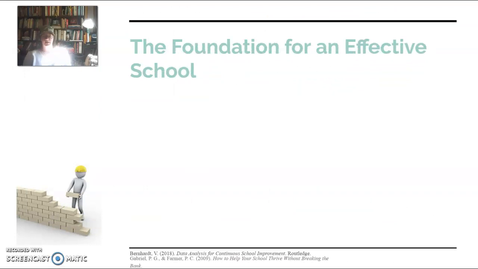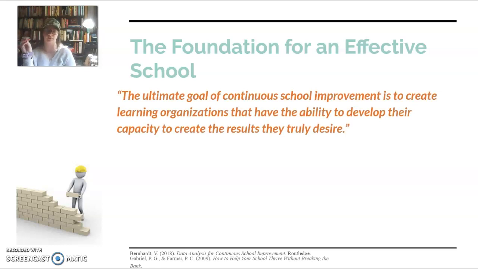So a vision is a foundation for an effective school. I grabbed this real quick from the book, and I'm going to read it. "The ultimate goal of continuous school improvement is to create learning organizations that have the ability to develop their capacity to create and get the results that they truly desire."